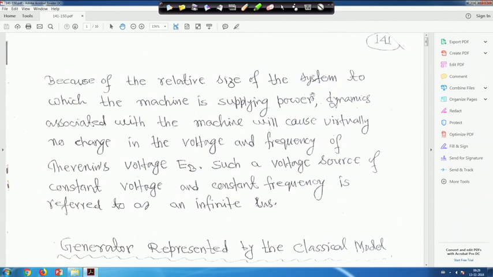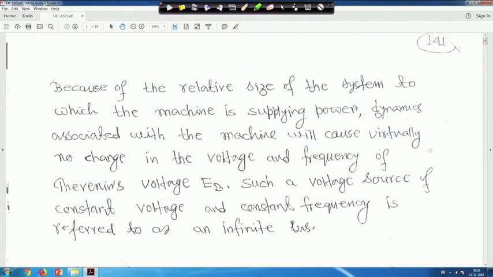Because of the relative size of the system to which the machine is supplying power, that is a large system we are talking about. So, because of the relative size of the system, the dynamics associated with the machine will cause virtually no change in the voltage and frequency of Thevenin's voltage E b.